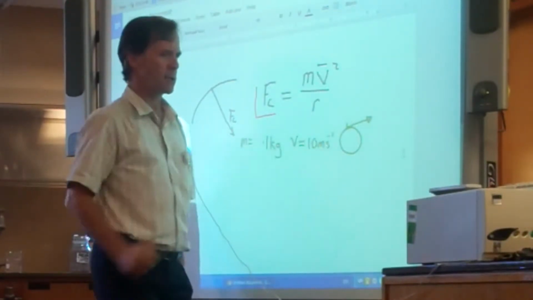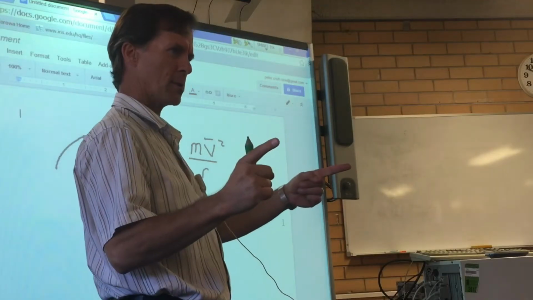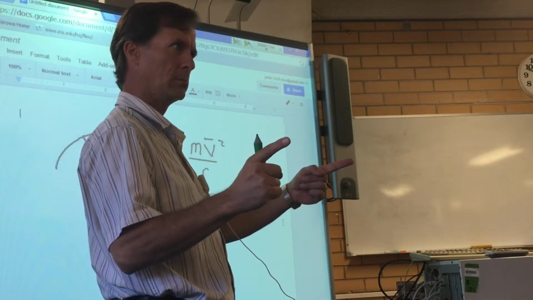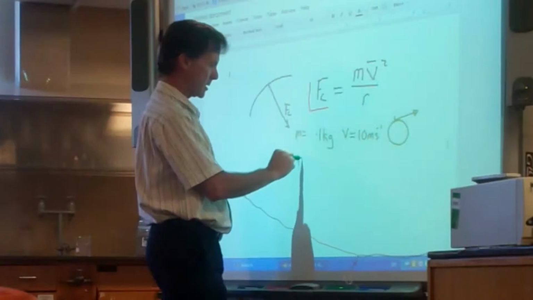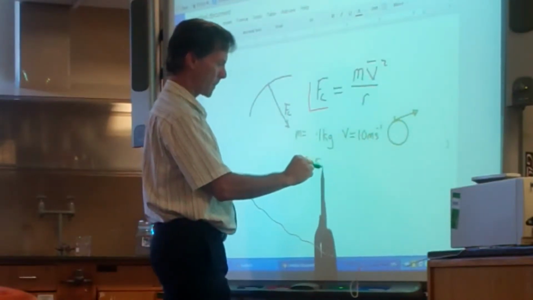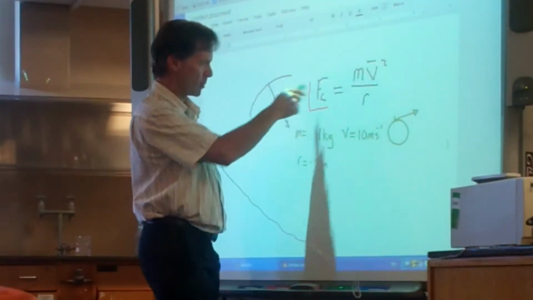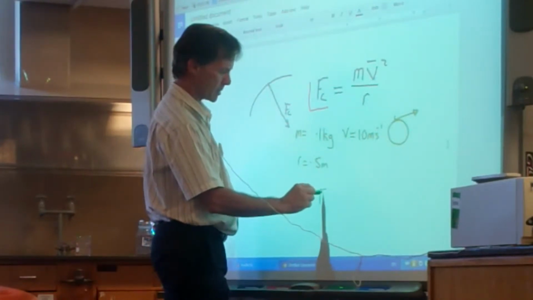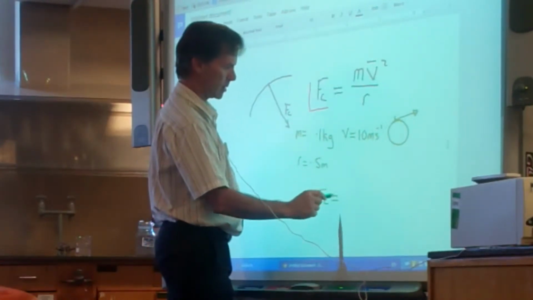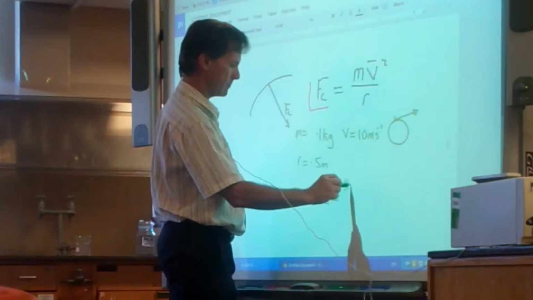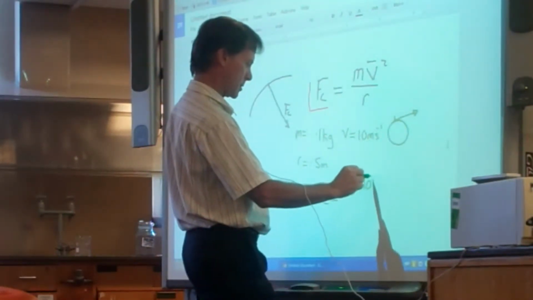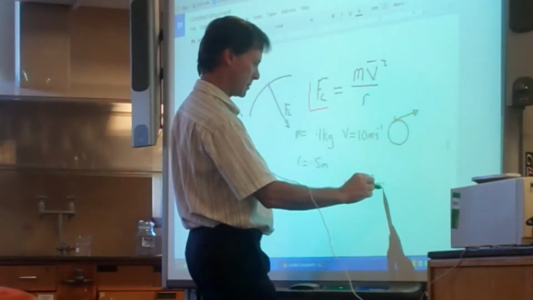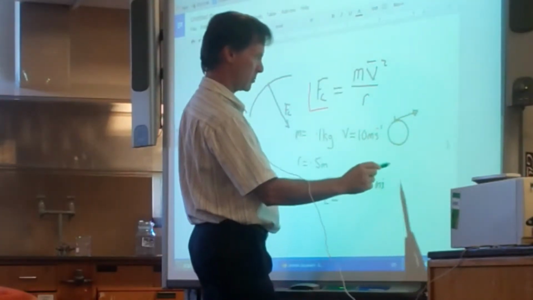And what radius do you reckon the string was? Half a metre. All right, so my radius is 0.5 of a metre. So when I want to find out what force is acting on that particular thing, I just put in the 0.1 kilogram times 10 metres a second, all squared.